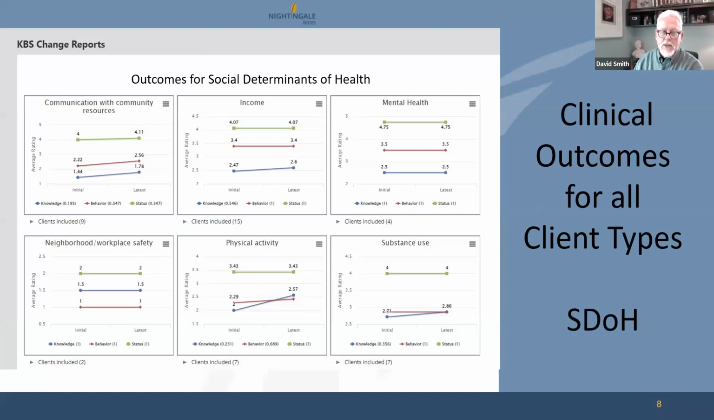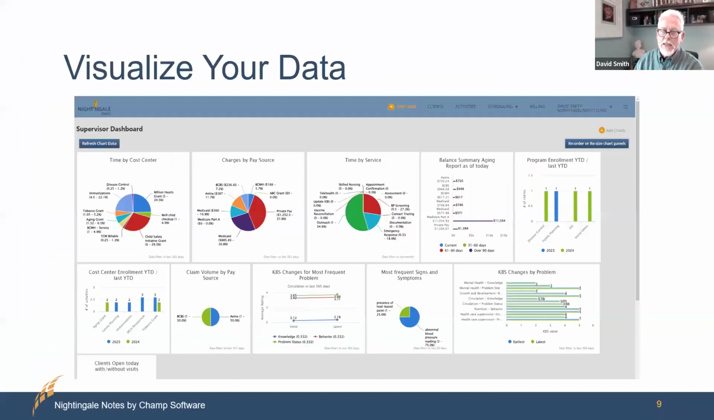We're looking here at our outcomes, clinical outcomes. You'll see in each of these graphs, there's 3 bars. And what we're measuring is 3 different outcomes: the knowledge that client has about this focus area from their initial visit to the latest, their behavior as it relates to that focus, and their status, signs and symptoms that relate to that focus area. There are 42 focus areas that cover all of the human existence. The other way we visualize data is in all the other areas: financial, cost centers, time by service, aging balances, enrollments in your programs, and your cost centers.